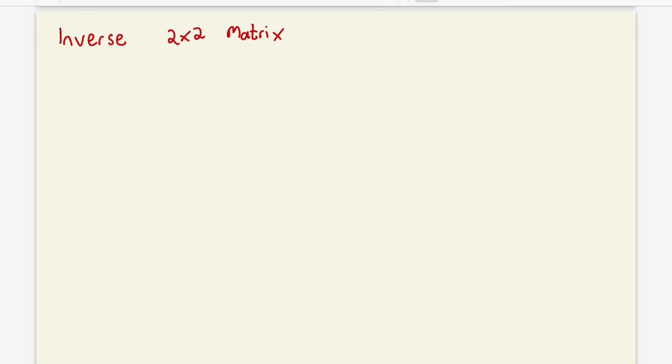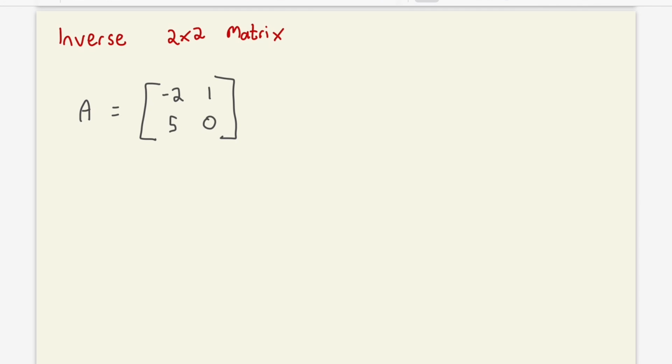Okay, so now we're going to learn how to get the inverse of a 2 by 2 matrix. So if we start off with matrix A, which is going to be -2, 1, 5, 0, just as an example.